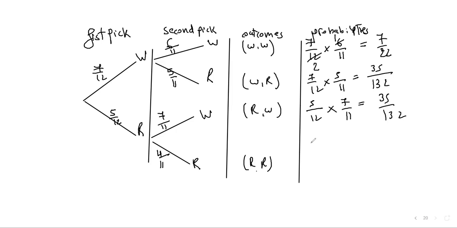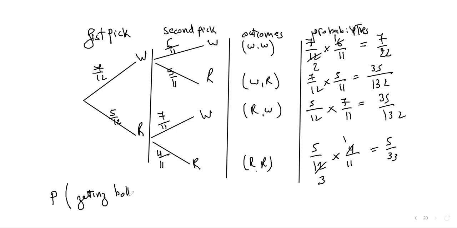Okay, then after that I have 5 over 12 times 4 over 11. I can simplify by 4 here, so 1, 3, so it will be 5 over 33. Now, the question was to get the probability of getting both white. Means I only look for the first outcome here, so it will be 7 over 22. Well, if you do all of this, you don't need to write anything else. You just write the probability here, and that's it. This is for the first one.